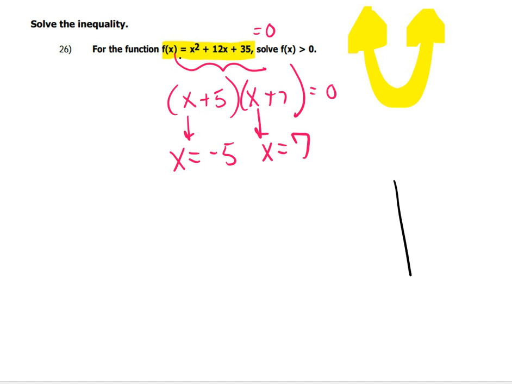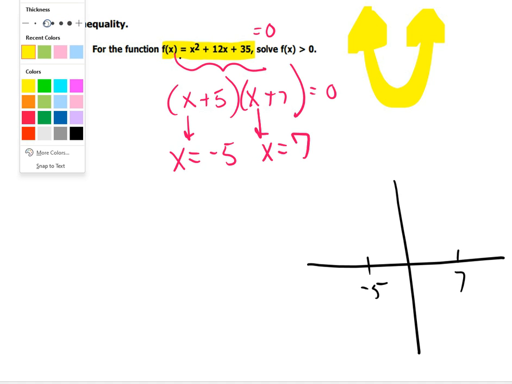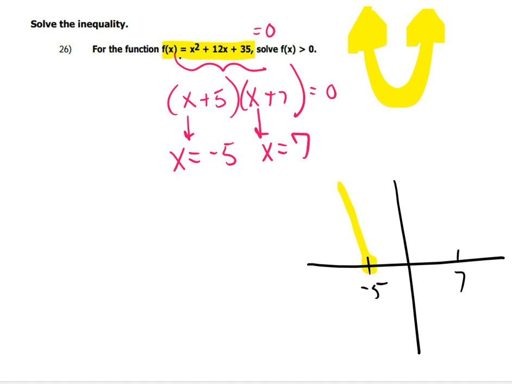I'm just going to give you a visual on this. So down here is -5, up here is positive 7, and our parabola, it's too big, is a smiley face. So it comes down, hits -5, curves somewhere, and comes back up again, right? That's what it looks like. And it crosses here and here.